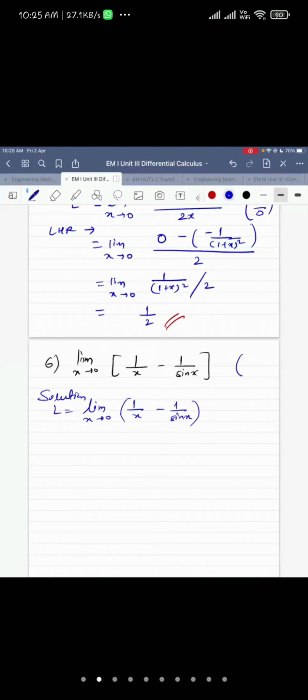Yes. When x tends to 0, it will be infinity. The first term will be infinity. Sine 0 is 0, so this also will be infinity.